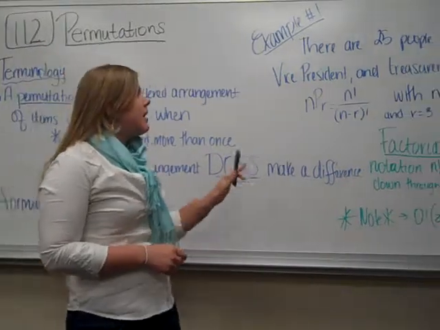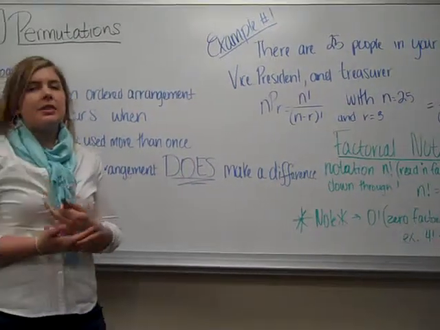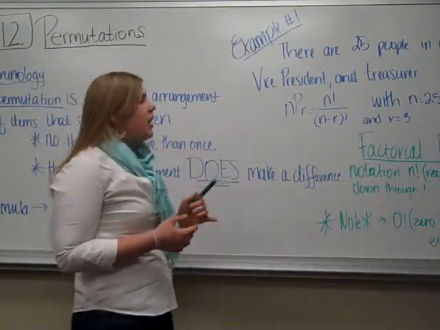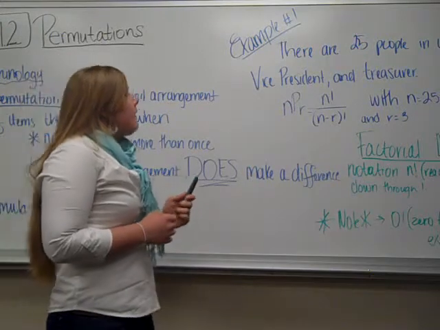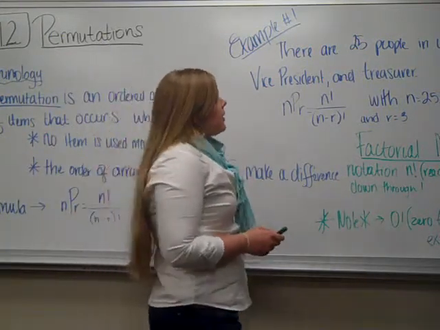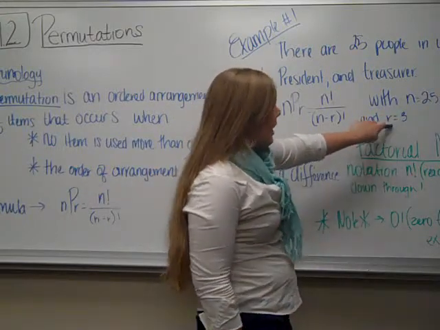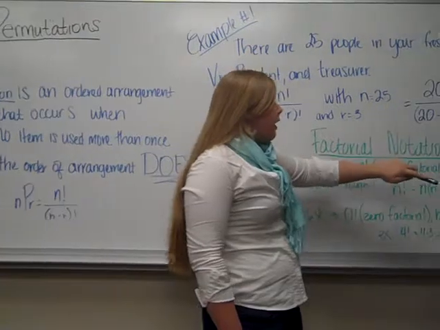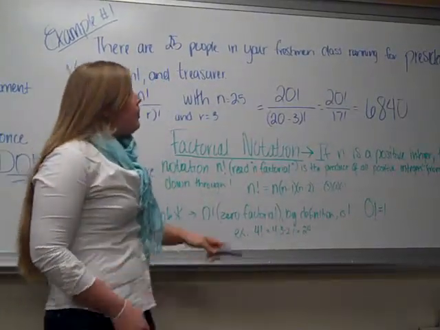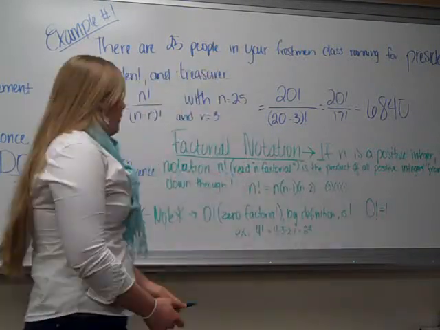An example of this would be that you have 25 people in your freshman class running for president, vice president, and treasurer. The order in this matters, so you're going to use a permutation and not a combination. You're going to take the formula that you just learned, with 25 people available and r being the number of spots you have, so 25 factorial over 25 minus 3 factorial. And once you put this in your calculator, you'll get the answer 6,840.